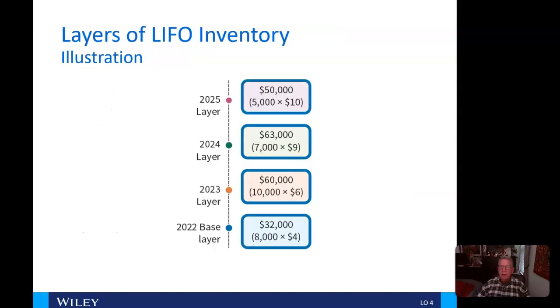Okay. And then the layers of LIFO inventory, we'll illustrate here. We'll talk about that in video number 5.